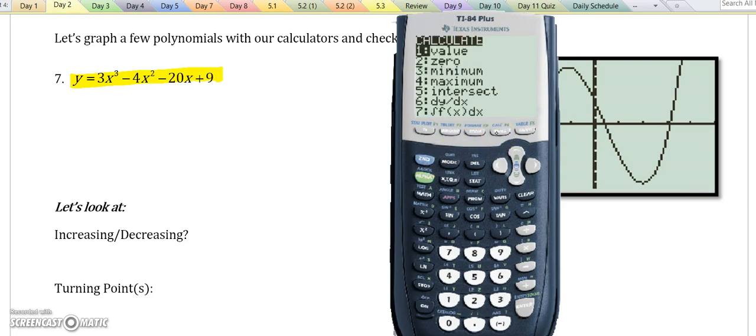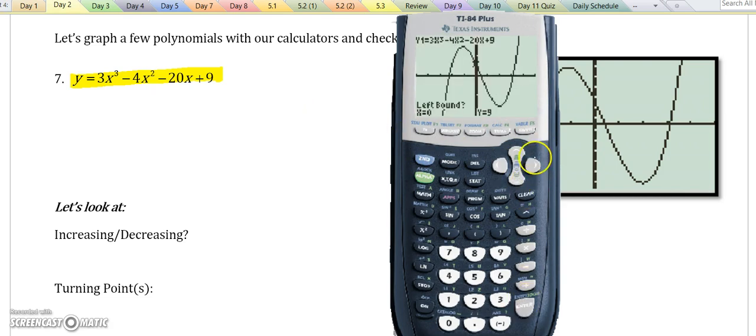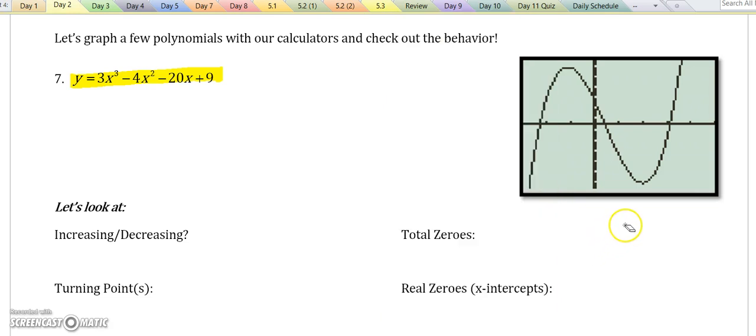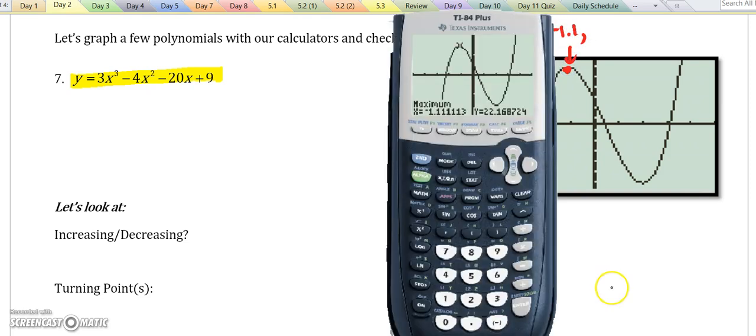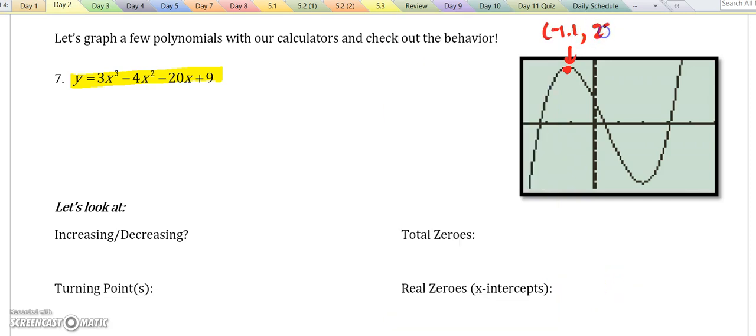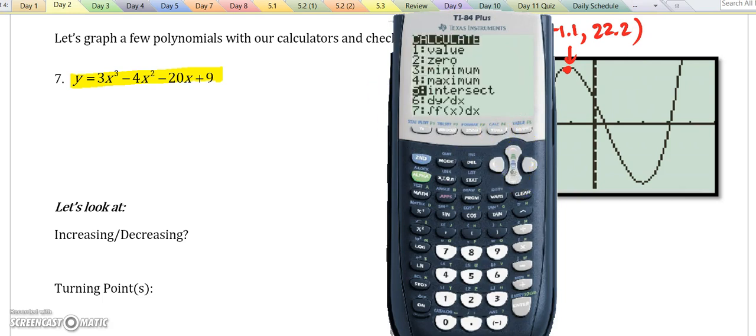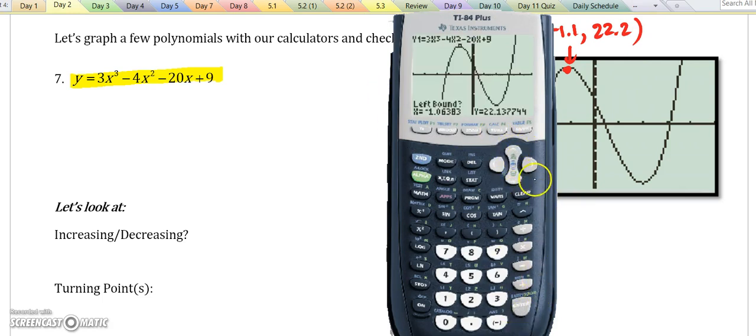So go ahead, hit second, calculate, go down to maximum. All right, it asks me just like before to go left bound, so I'm going to go left, hit enter once, go right of the maximum, hit enter again, enter a third time. All right, and I get that point to be about negative 1.1. So let's mark this. Negative 1.1, comma, 22.2.